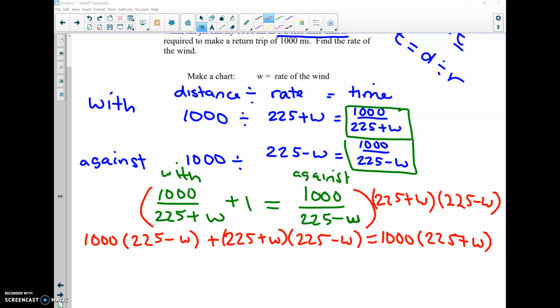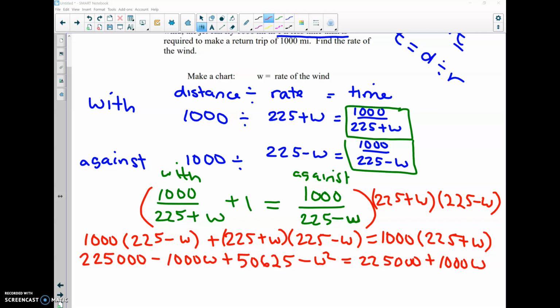This is what we have. We have to distribute and simplify this equation, so go ahead and take a moment, hit pause and do that. The 1,000s and also this piece here is difference of squares, so our 225W's cancel out. One's positive, one's negative. Looking here, we have a quadratic equation with this W squared here.